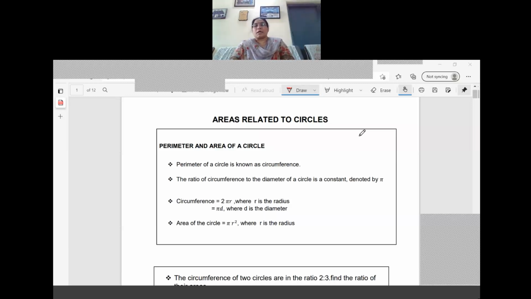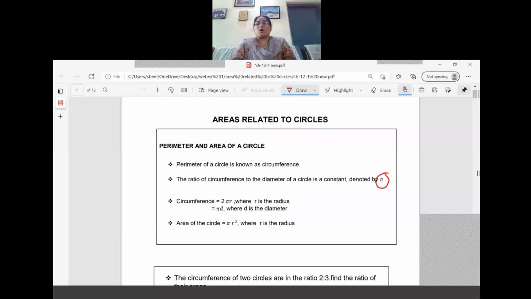Perimeter, you already know that for a circle, the perimeter means the length of the circle, which means the circumference. One more point we have learned is the word pi, isn't it? Pi means the ratio of the circumference to the diameter of the circle. It is a constant, denoted by pi. That doesn't mean that the pi value is 3.14 only; it is an irrational number. We have studied that in the number system.